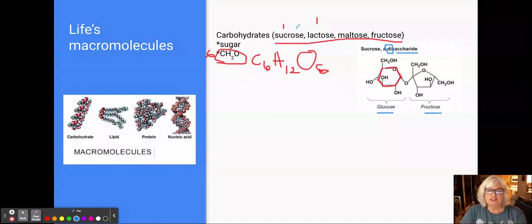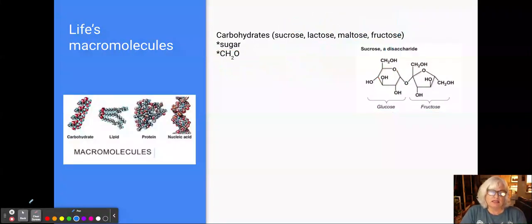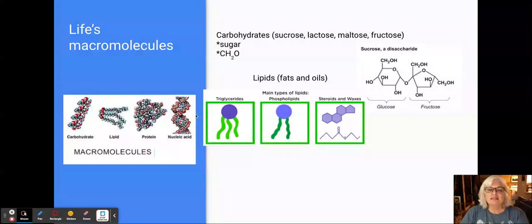Now, I want you to notice something about the ending of each of these. What do you notice? Look at the ending of each one of these. And hopefully you notice they all end in the ending ose. And that is correct. Pretty much all sugars will end in the ending ose. So if you see something that says ose, you can assume it's a carbohydrate. Now, we are going to go into a lot more detail with these, but I just want to introduce you to them. The next one is lipids, which are fats, oils, and steroids.